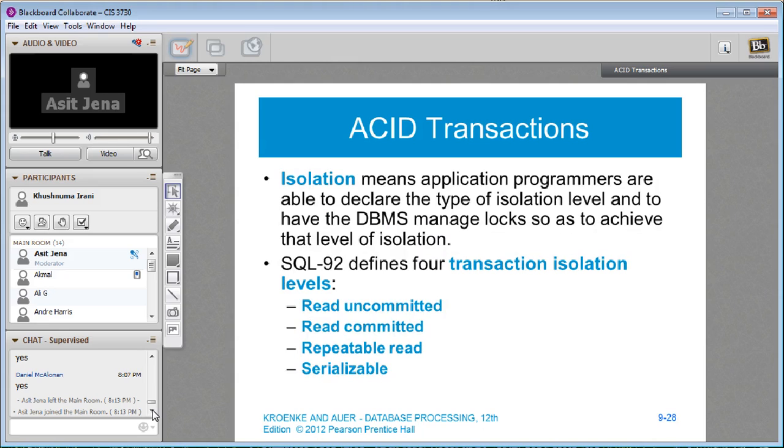Isolation means application programs are able to declare the type of isolation and to have the DBMS manage locks to achieve the level of isolation.